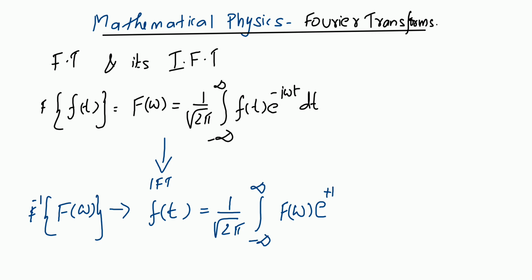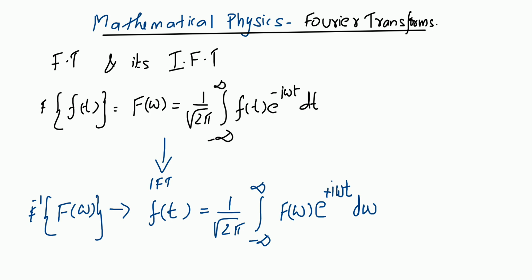plus i. That is very important. If you use minus i in the Fourier transform, then in the inverse Fourier transform you need to use plus i, then omega t. There is no change in the variables, and multiplied by d omega.